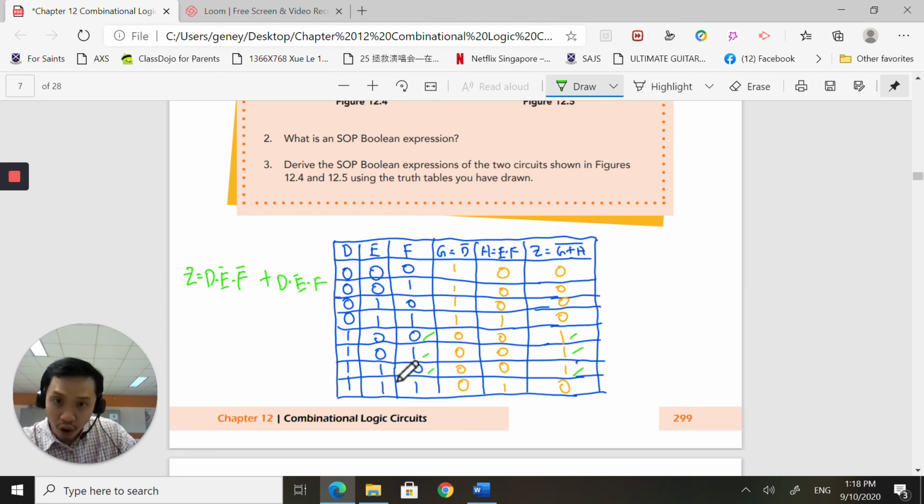Or the second scenario, D and E complement and F happens, or there's one more scenario that Z will be true. So I'm just going to write here, I don't have space. D and E and F complement happens. Okay, so this is the SOP expression for this logic circuit.